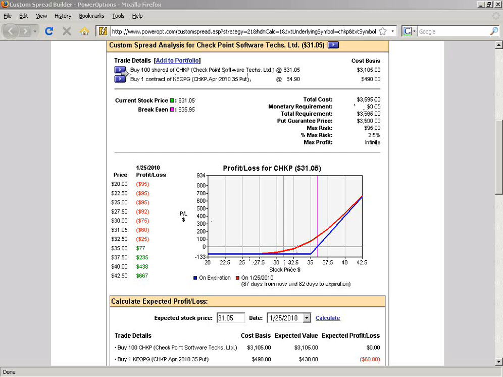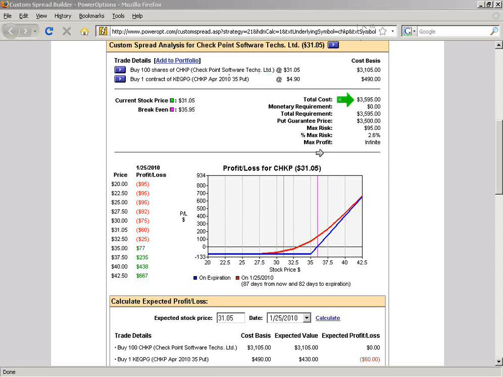So for example, here on the trade that I linked over for was Checkpoint Software. I could buy Checkpoint at 31.05 today. At the same time, I could buy the April 2010 35 put. That's about $3.95 in the money. It would cost me $4.90 for that put option.